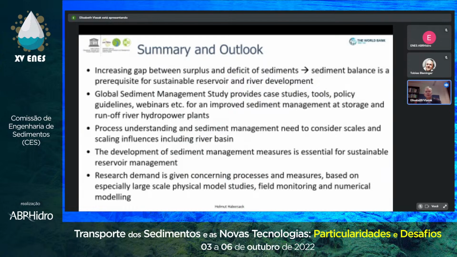Now, to finish off my talk, not to be too long, what I tried to discuss with you is that we have this increasing gap between the surplus and deficit of sediments. So the sediment balance is not existing, but we need it for climate change, land use change topics, and to keep the reservoir volumes. Now, in the global sediment management study with the World Bank, there is a provision of case studies, tools, policy guidelines, etc. I can provide you with this information, but also from the Danube Sediment Project, there are documents which I can easily send to you, if you want to look at that.